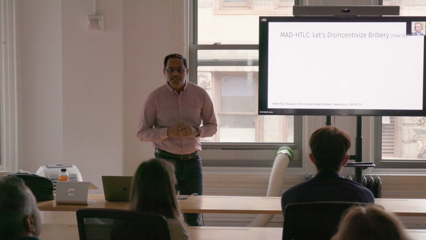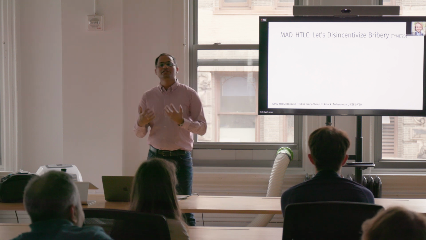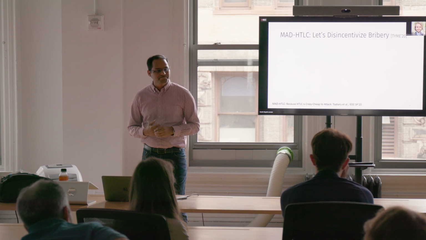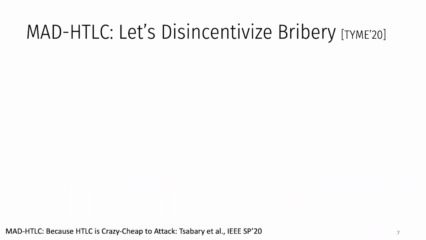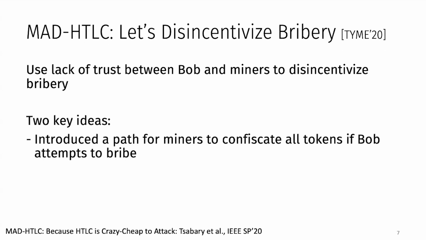So MAD-HTLC, which was this work from S&P 20, they said we will disincentivize this bribery. Okay, and they essentially use this lack of trust between Bob and miners to actually disincentivize it. They basically introduced two key ideas, where first they introduced some sort of a path for miners to actually confiscate all of the tokens if Bob attempts to bribe.